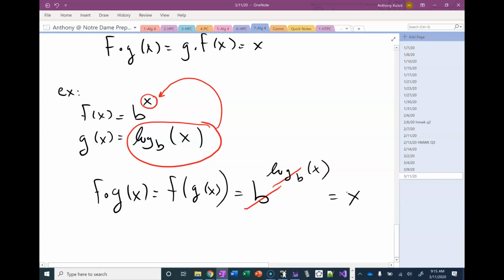So the same thing can apply here, is that the exponent base b is going to cancel the log base b, leaving me with just x.